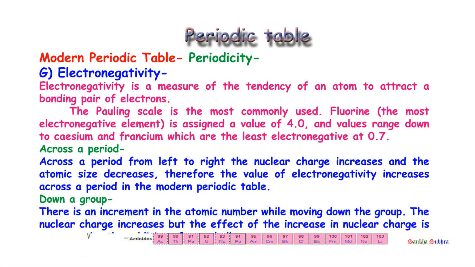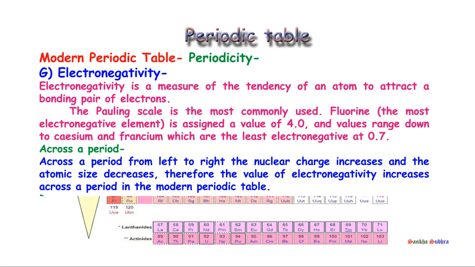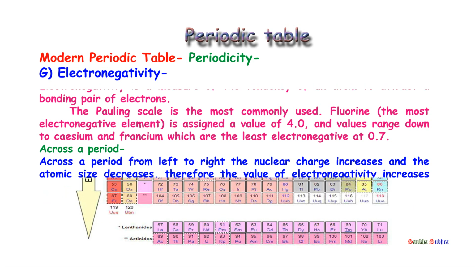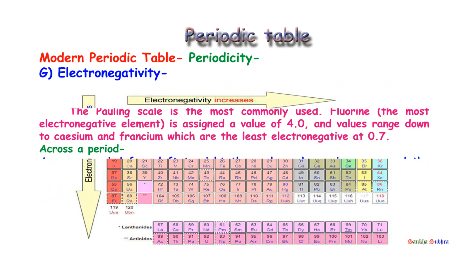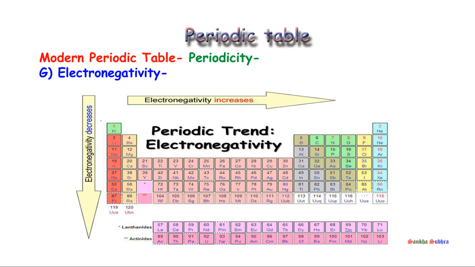Now, with the help of this chart, we are going to describe the periodicity of the electronegativity. Across a period, from left to right, the electronegativity increases as the size reduces. But down the group, the size of the atoms increases. As a result, the electronegativity is reduced.